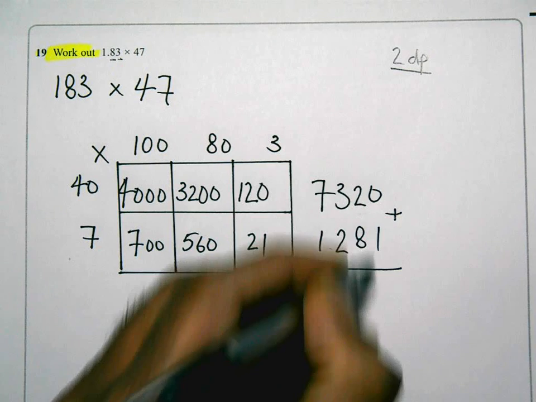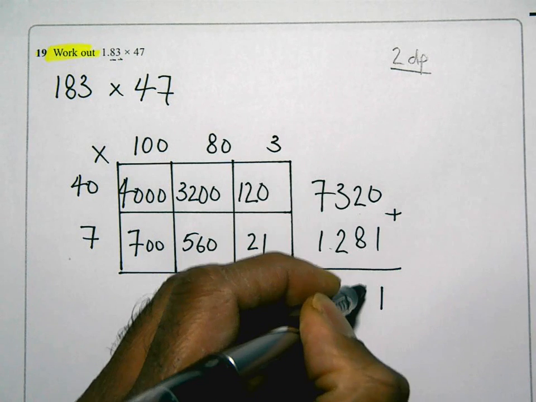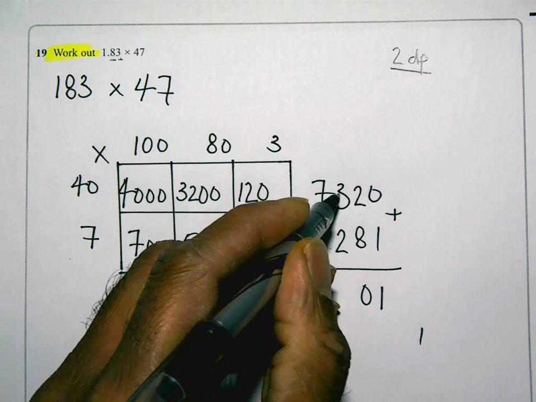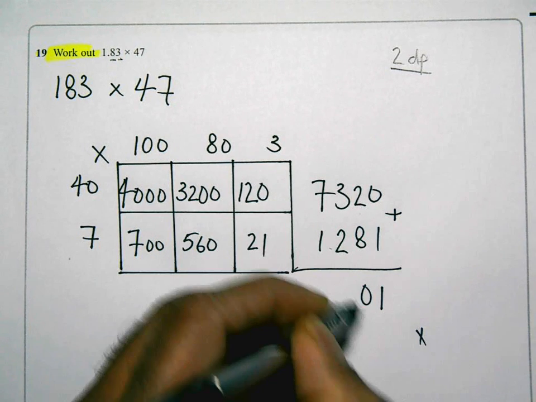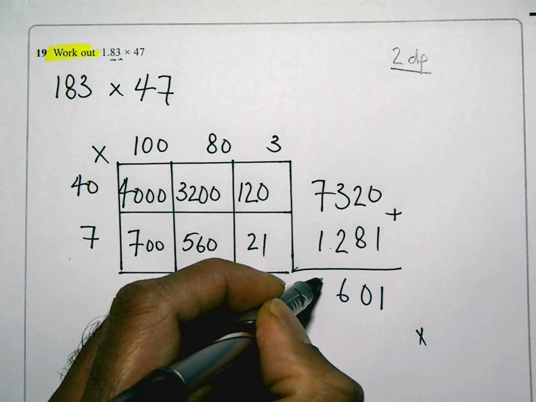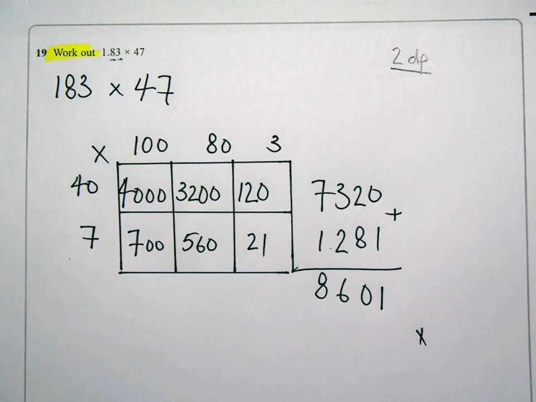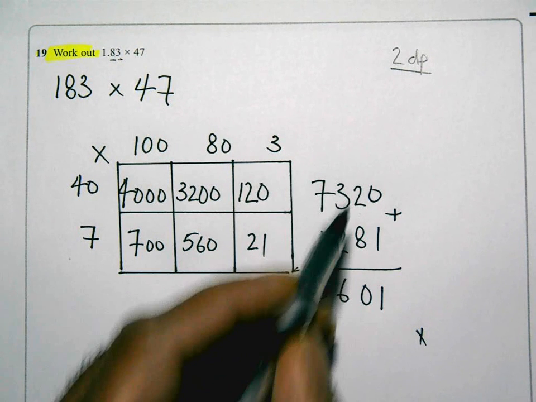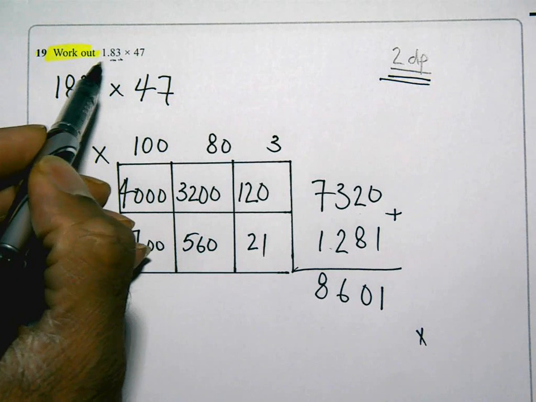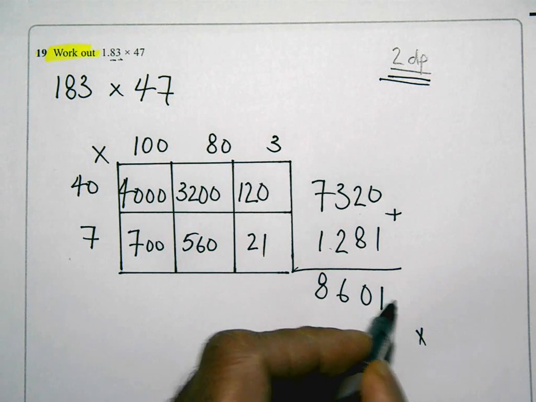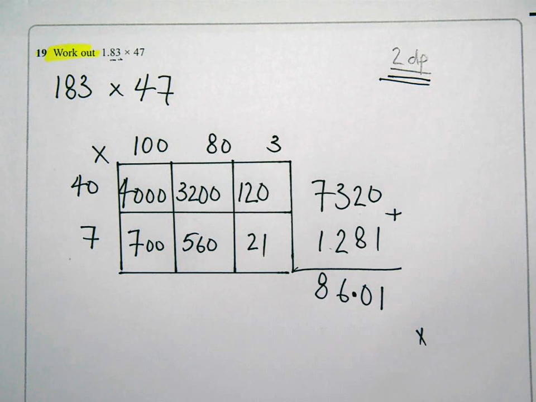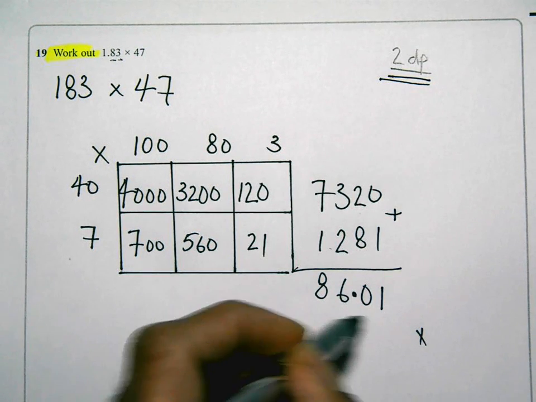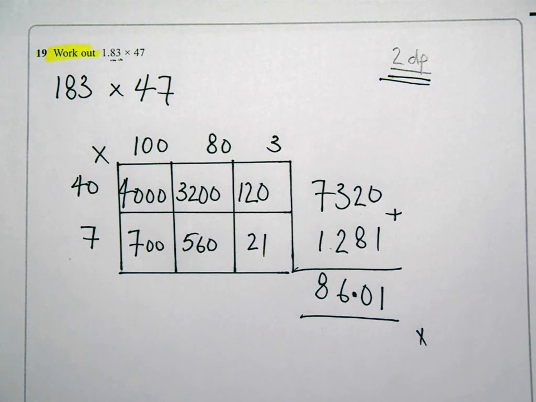0 add 1 is 1. 8 and 2 is 10, carry 1. 3 add 2 is 5, add the 1 is 6. And 7 add 1 is 8. So I've got 8,601. But remember, there was a decimal in the original question, so I needed to put 2 decimal places. So come across to my final result is going to be 86.01. Right, I'll write that in the answer space, 86.01. You need to be careful with this.